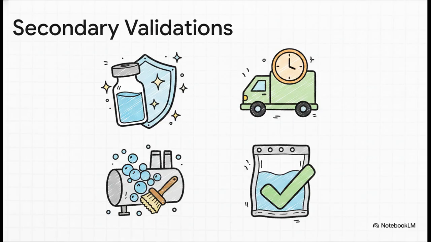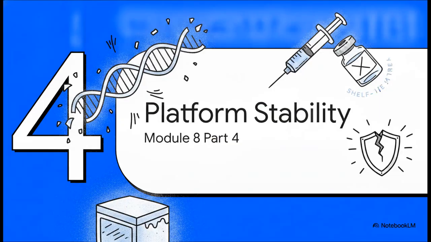Because think about it. A beautifully synthesized mRNA sequence means absolutely nothing if a single-use plastic bag leaches contaminants into the batch, or if the product just degrades the second it gets loaded onto a delivery truck. Every single step has to be validated, no exceptions. Let's pivot to part 4, ensuring platform stability.